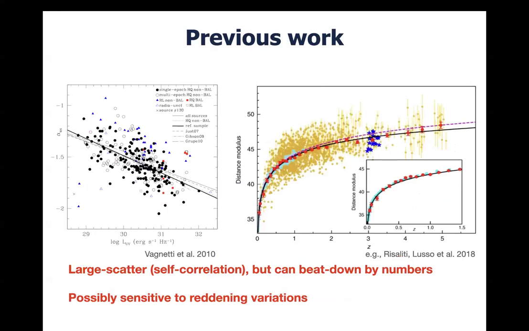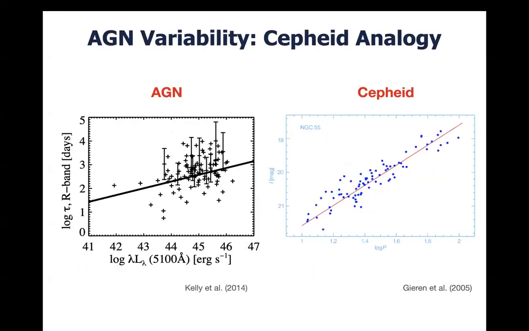I also want to point out the previous work done by Risaliti and Lusso and collaborators a few years ago using the alpha OX relation. This is the relation between the UV and X-ray luminosity fraction and the UV luminosity. This paper inspired a lot of this effort. However, there's a large scatter in this correlation, partly due to the self-correlation with UV luminosity, but you can beat down that scatter with large numbers. We have large numbers of AGN, for example, in Stripe 82 that we're working with here.